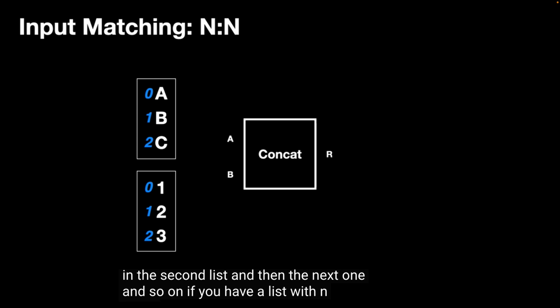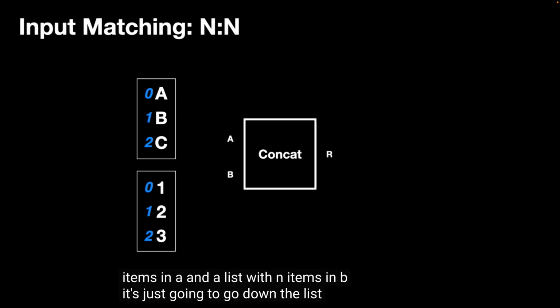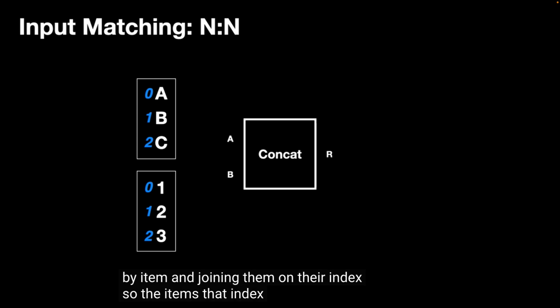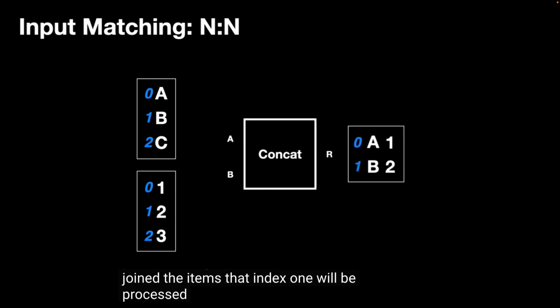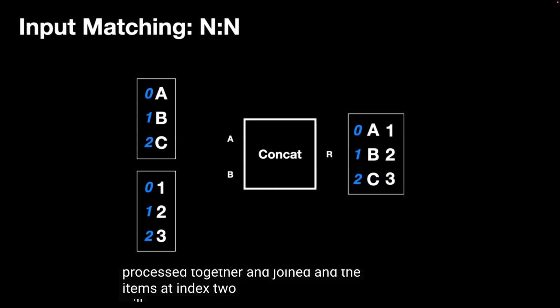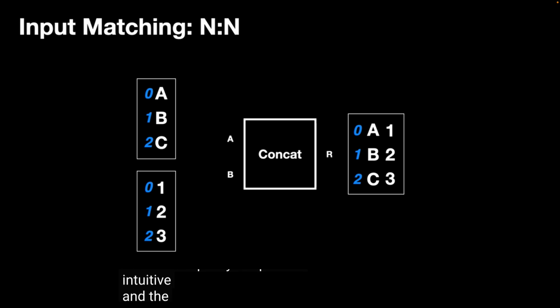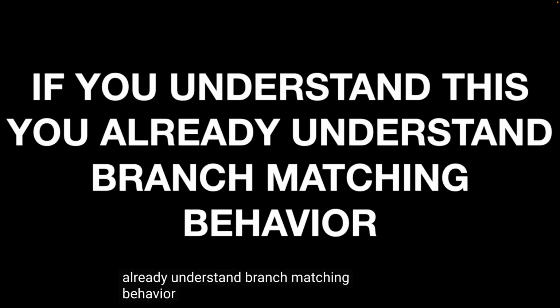If you have a list with n items in A and a list with n items in B, it's just going to go down the list, matching them item by item, and joining them on their index. So the items at index 0 will be processed together and joined. The items at index 1 will be processed together and joined, and the items at index 2 will be processed together and joined. So all of this is pretty simple and intuitive, and the good news is, if you understand this, you already understand branch matching behavior. And the reason for this is because branches get matched exactly the same way as items.